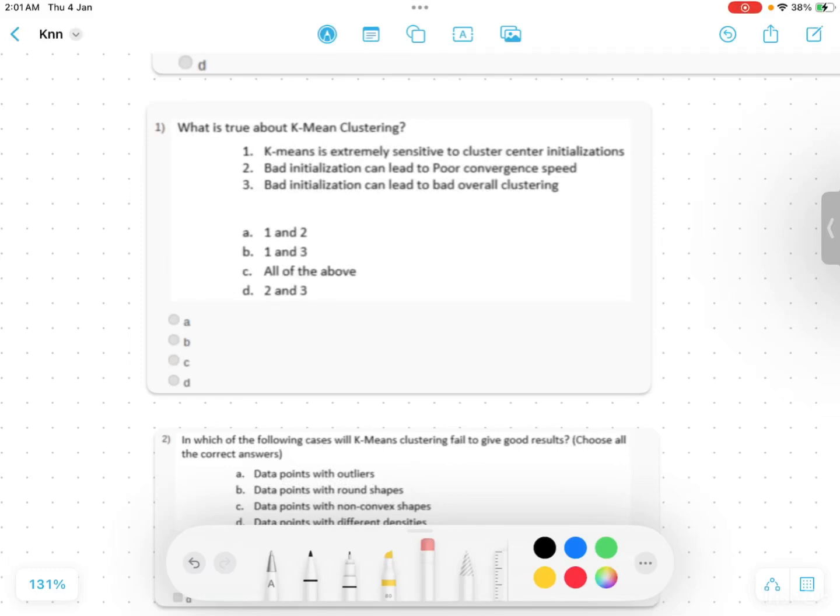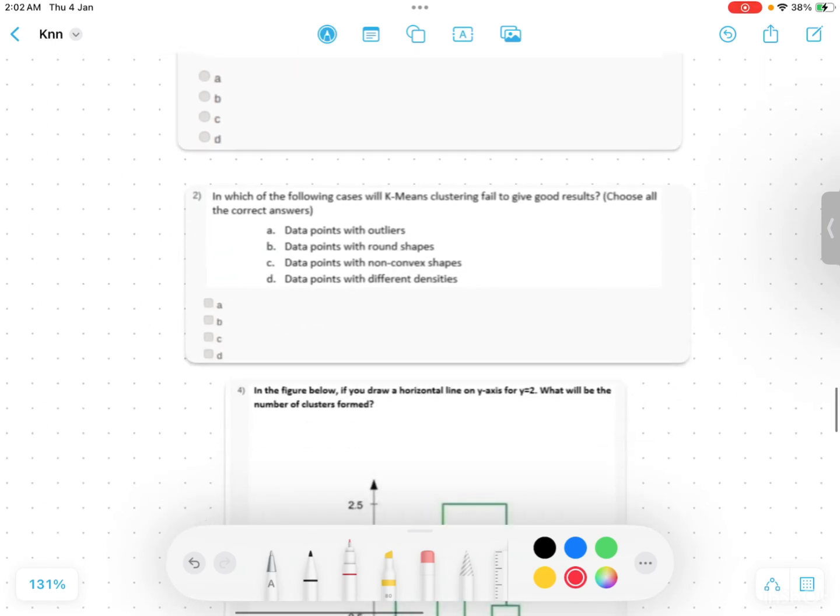Okay, so let's look at a few of the questions from clustering algorithms. Question one is, what is true about k-means clustering? K-means is extremely sensitive to cluster center initialization. So this is true. And bad initialization can lead to poor convergence speed. This is also true. And bad initialization can lead to bad overall clustering. This is also true. So all of these three are true. Let's move to the next question.